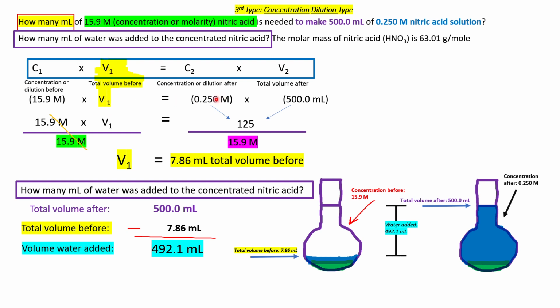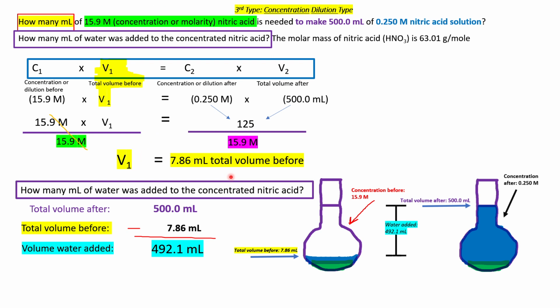From there, I multiplied these two numbers on the right side, which gives 125, and I drop the information that's on the left side. At this point, I'm trying to isolate V1 by itself. To do that, I divide by 15.9 on both sides. I drop V1 down, this cancels out, and then 125 divided by 15.9 gives me 7.86 milliliters of total volume before. Okay, because that's what V1 represents.